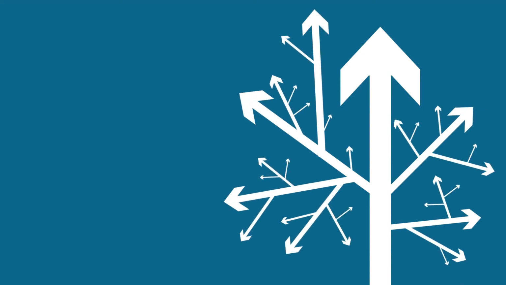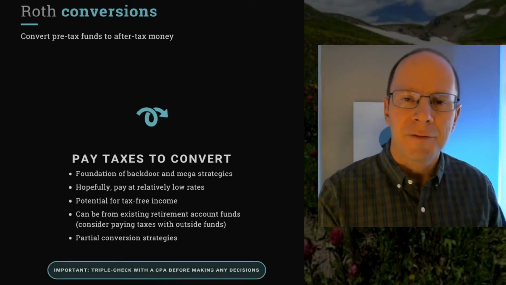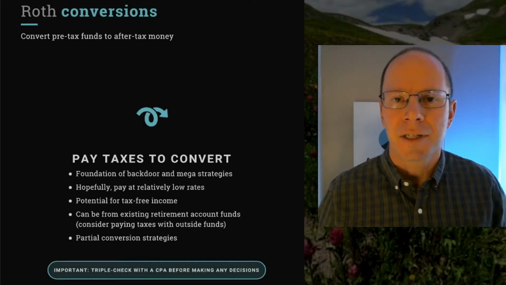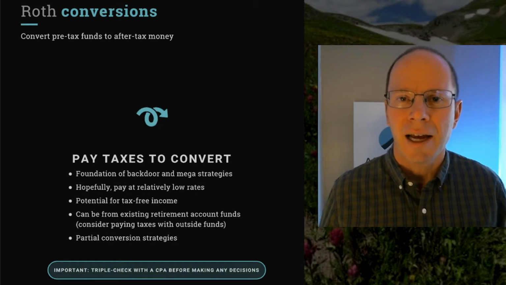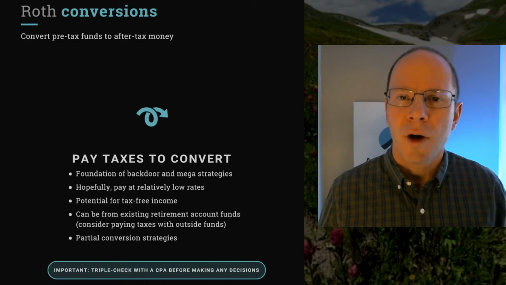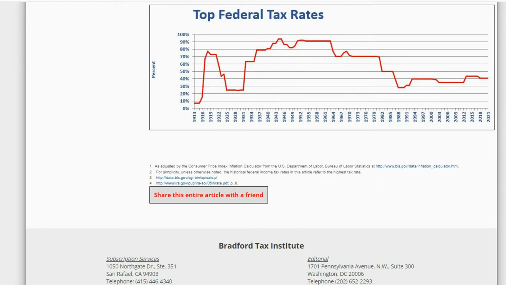And then we'll also talk about some rule changes because some of these might be going away, in particular the backdoor and the mega backdoor strategies. So we'll start with Roth conversions, and this is when you convert pre-tax money to after-tax money. So you might decide that you have a lot of money, let's say in a pre-tax IRA, and maybe you want to pay some taxes on that because you think that the tax rate you would pay today is a reasonably good deal.